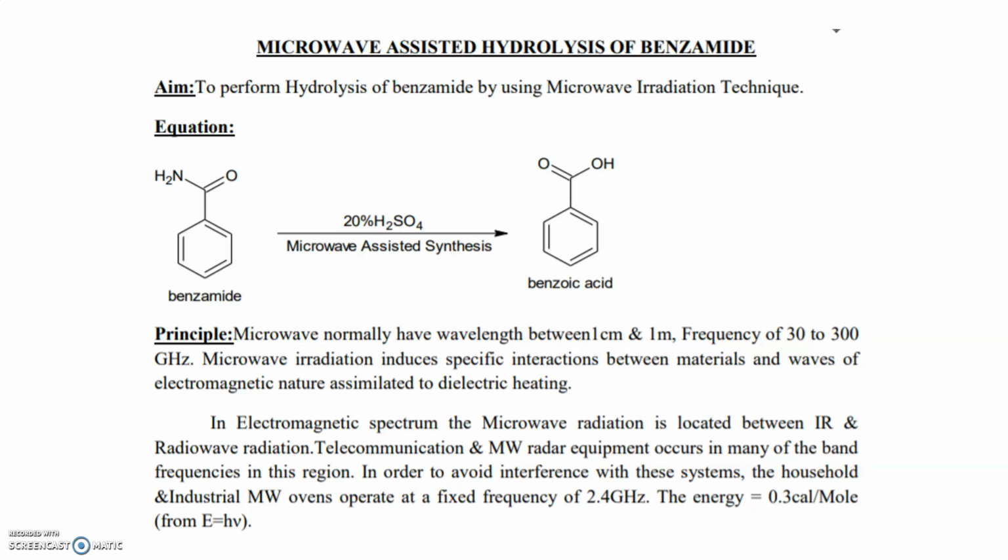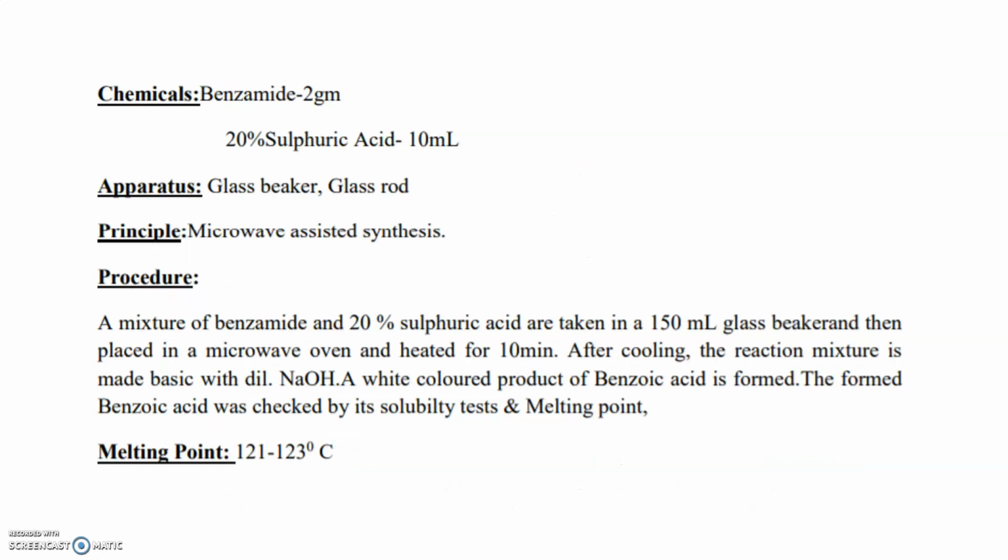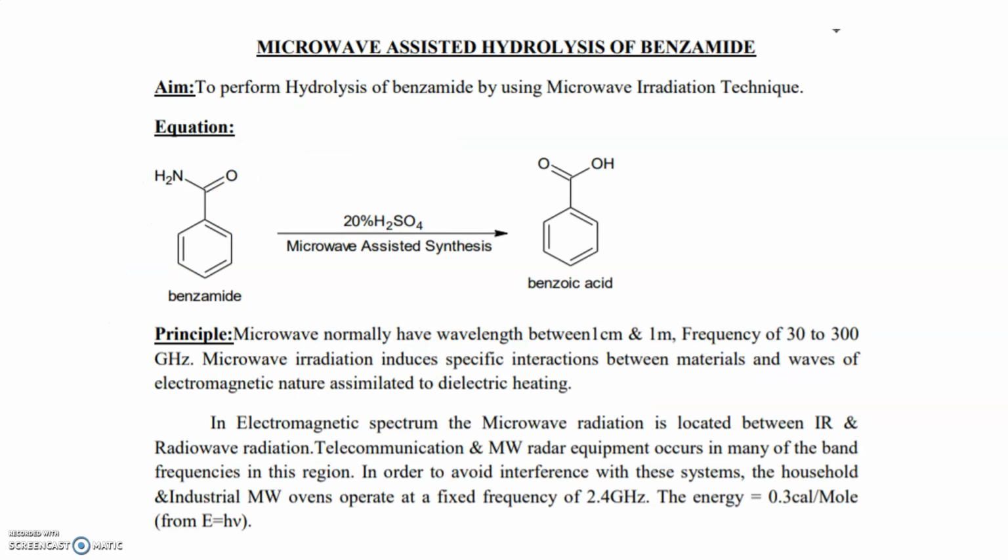So I will discuss the principle, what the aim of this experiment is. I will show you the equations, then what chemicals are required for this practical, what apparatus you need, and what the principle behind it is, and then I will show you the procedures, and then finally characterize with the melting point. So let us start learning microwave assisted hydrolysis of benzamide.